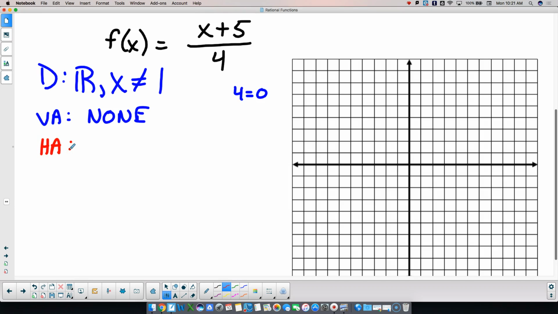Horizontal asymptote. What's the degree of the top? 1. Degree of the bottom? 0. So I'm in a top is bigger case, which means what? There is no horizontal asymptote either.